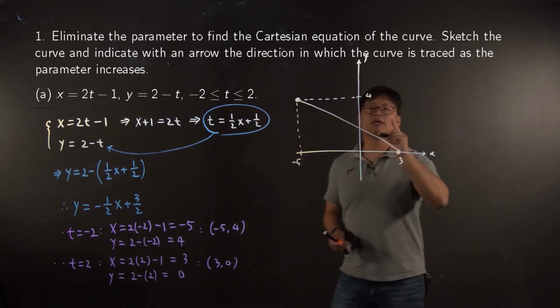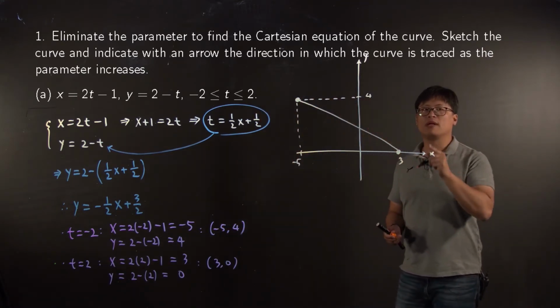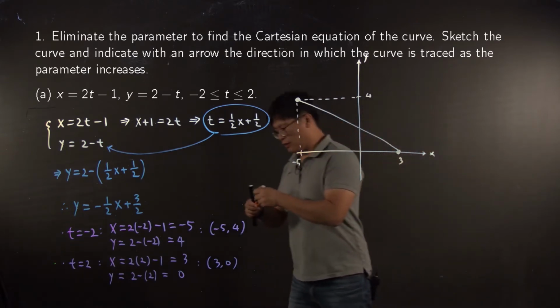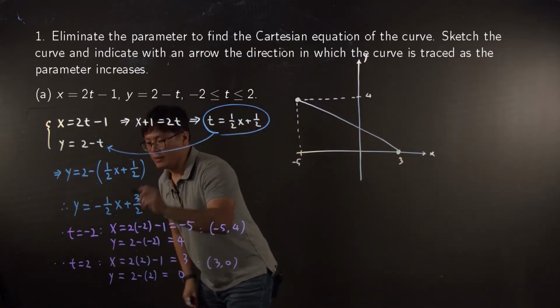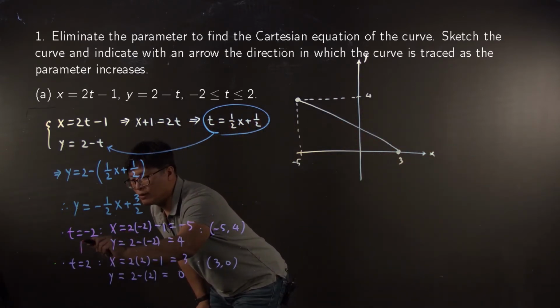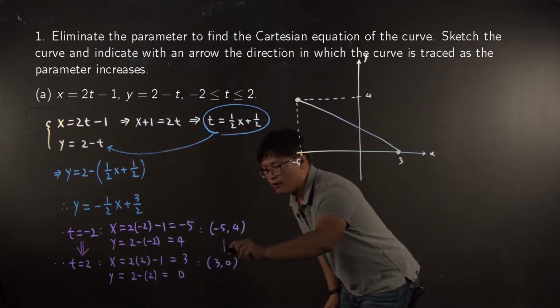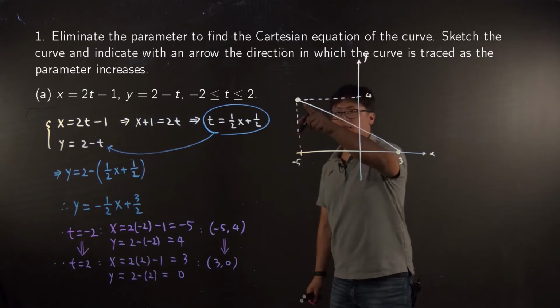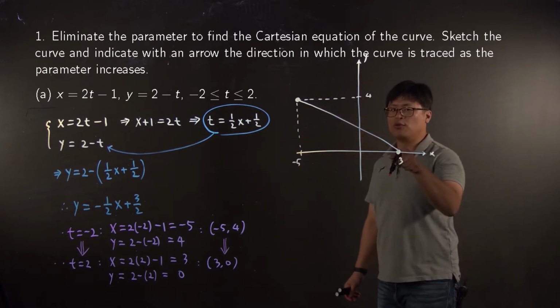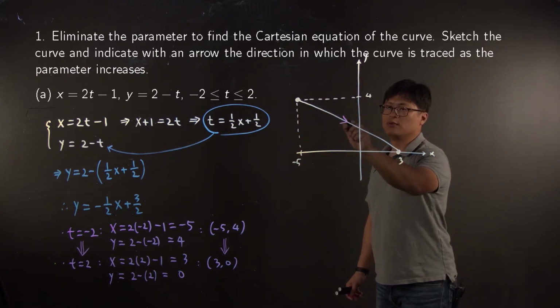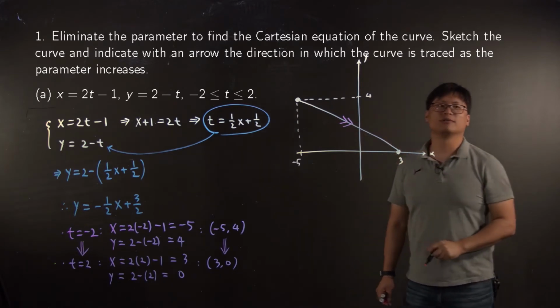But one more thing. Look at the problem. They said your parameter is increasing. In other words, your t is moving this way. Does it make sense? Which means your point is moving this way too, from (-5, 4) to (3, 0). So this is the direction of motion.